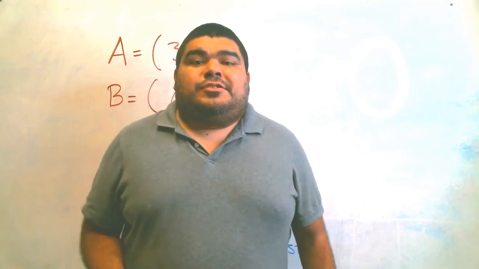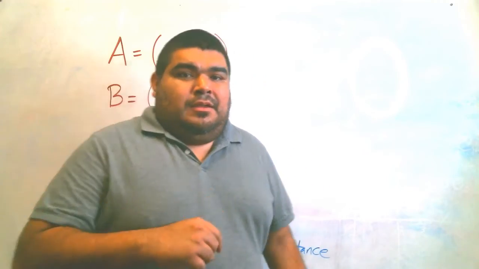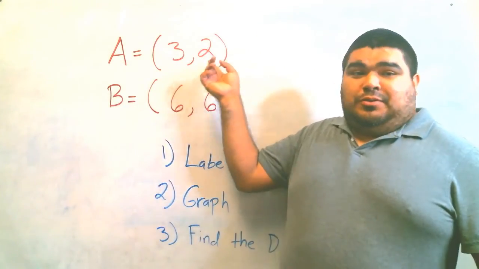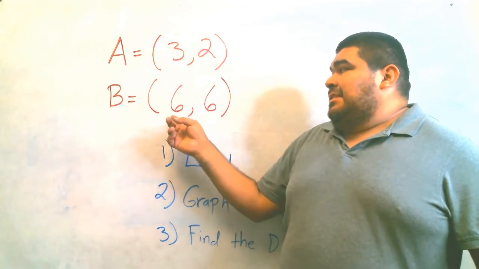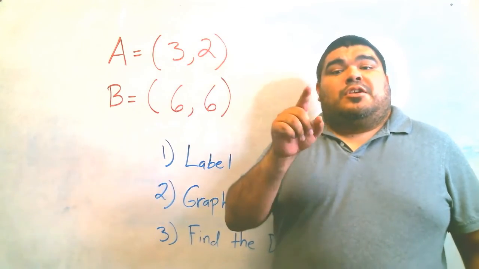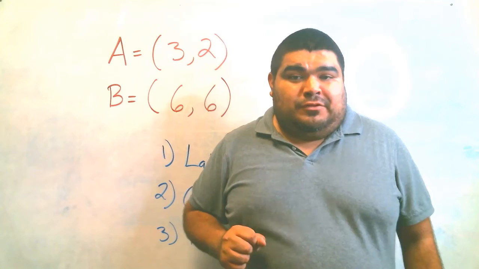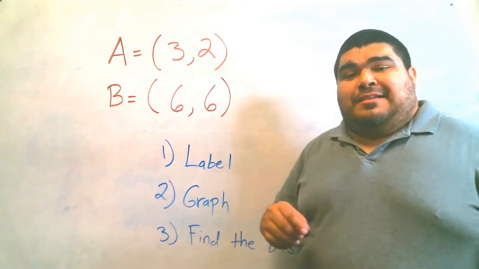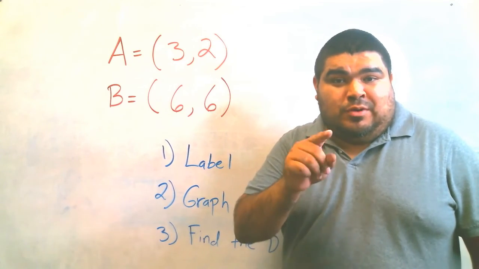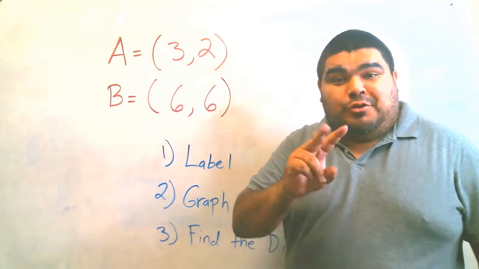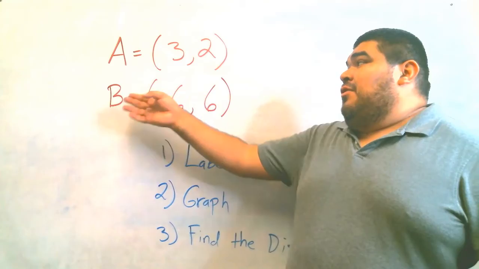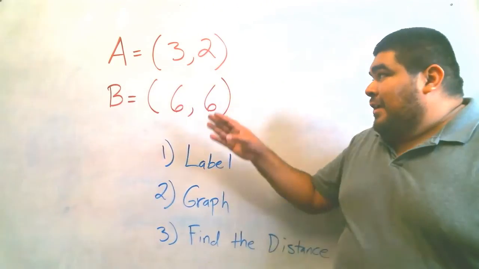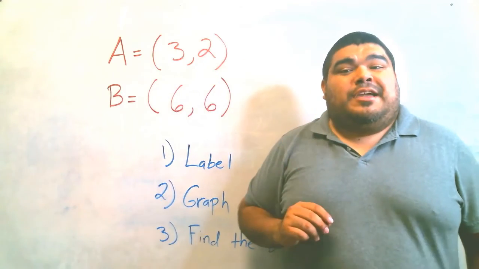All right, guys, so here's today's assignment for you. We have 2 points. We have point A, which is at 3, 2, and then point B, which is at 6, 6. All right? Your assignment for today is, number 1, you have to label X and Y for each one of these coordinates. Number 2, you have to also graph both points. And number 3, you have to find the distance between both points, okay?